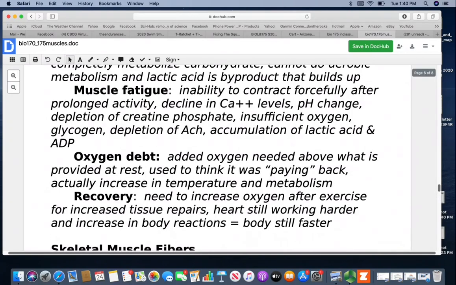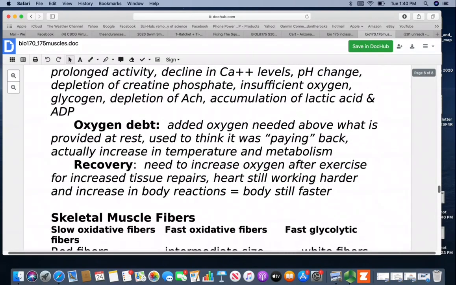We used to think when you would exercise afterwards there was an oxygen debt that needed to be paid back. You had to pay back what you needed, what you had to borrow to get things started. And we realized that's not really the case. After you're done, there is an increase in temperature and metabolism that goes on. Your body temperature is actually elevated for about 5 hours after exercise.